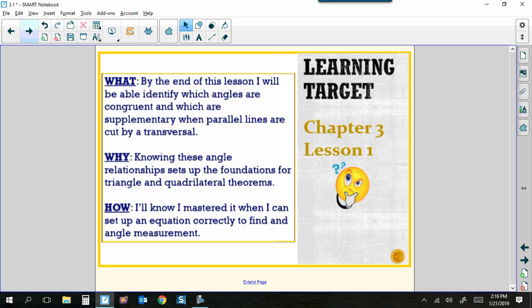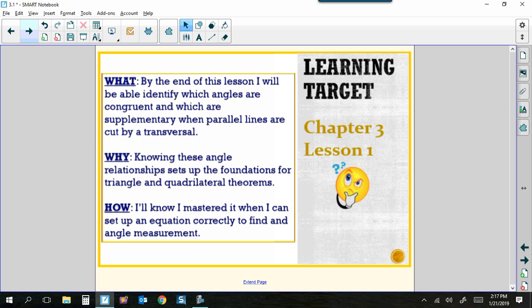Yes, absolutely. So how will you know you understand it? Well, you'll know you have mastered it when you can set up an equation correctly to find angle measurement. I promise you, this is not a tough lesson, and it should be pretty easy even for our students who define themselves as mathematically challenged.